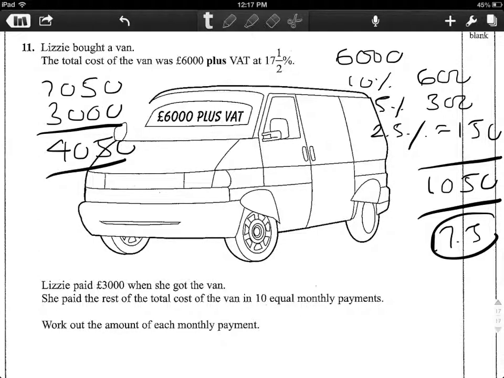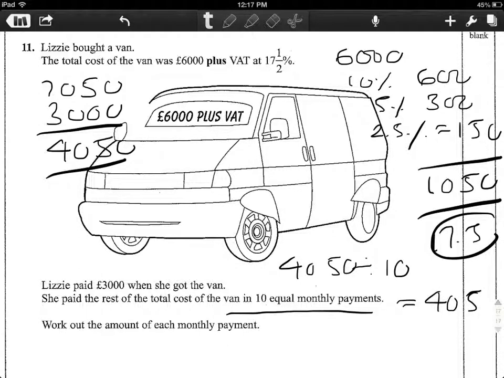And I've got to pay 10 equal payments, so 4,050 divided by 10 equals £405. So that's quite a hard question, but it's £405 every month.